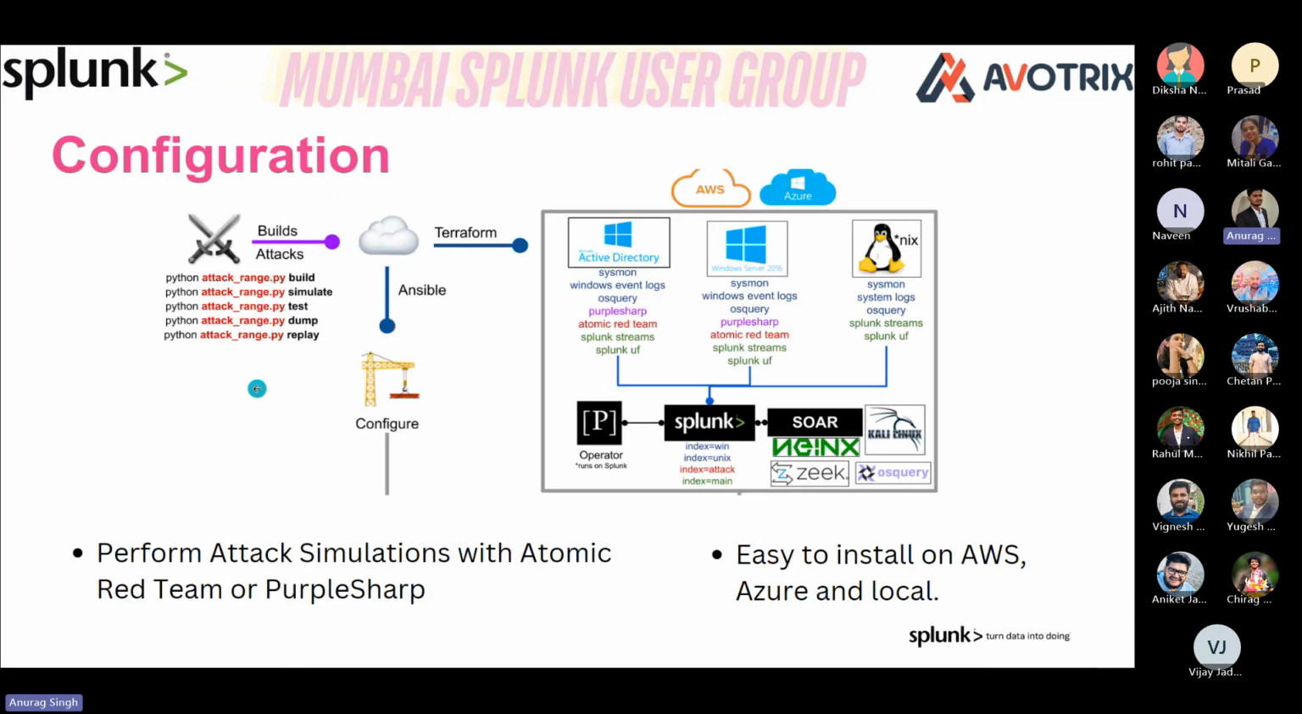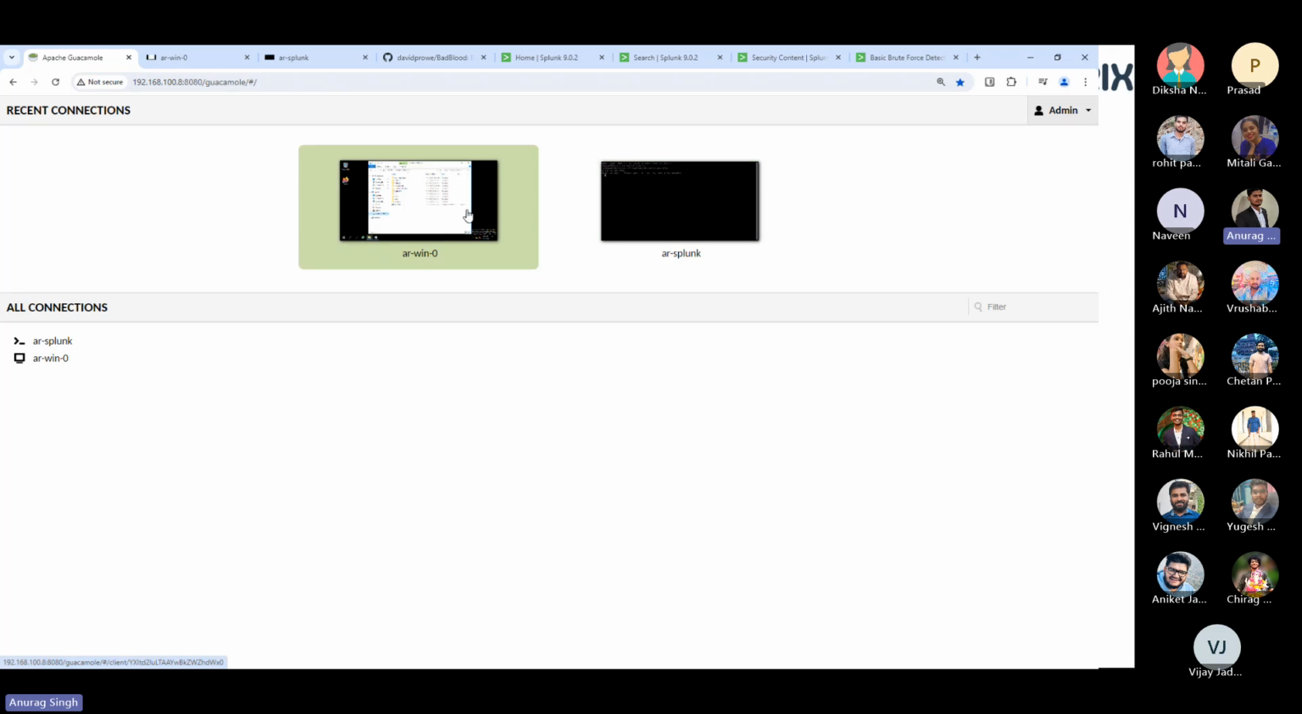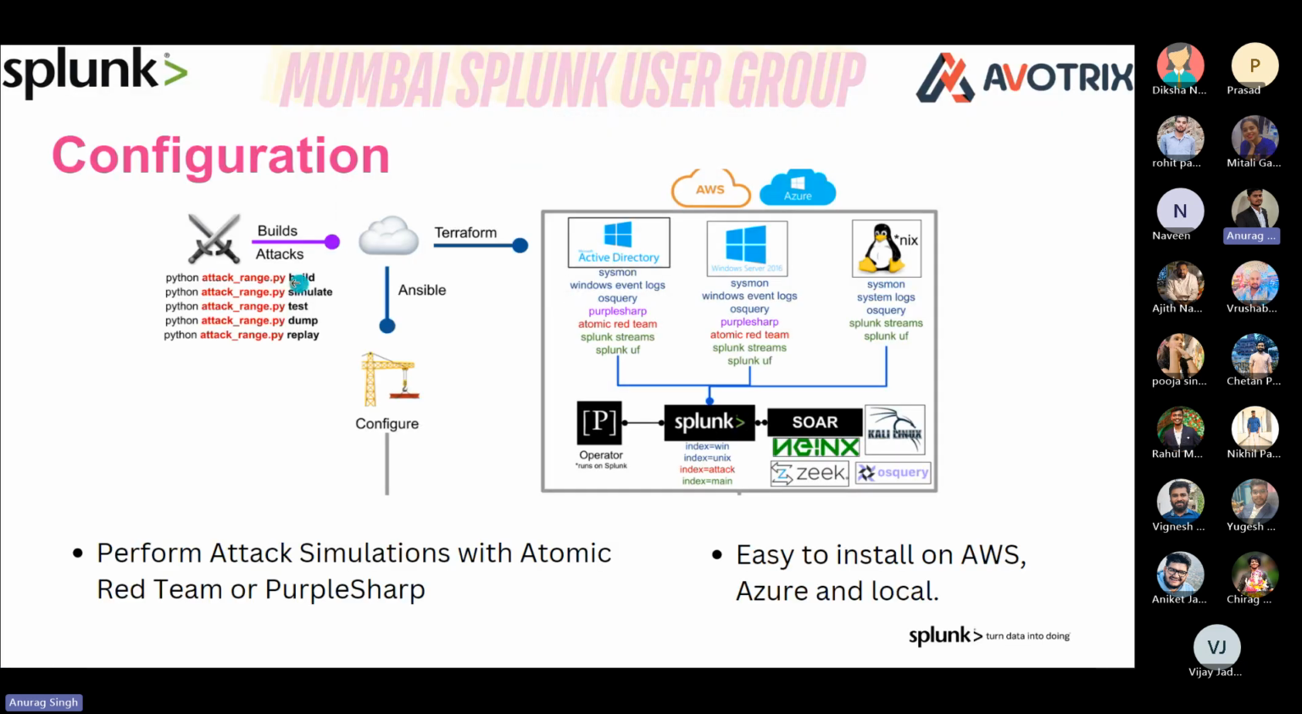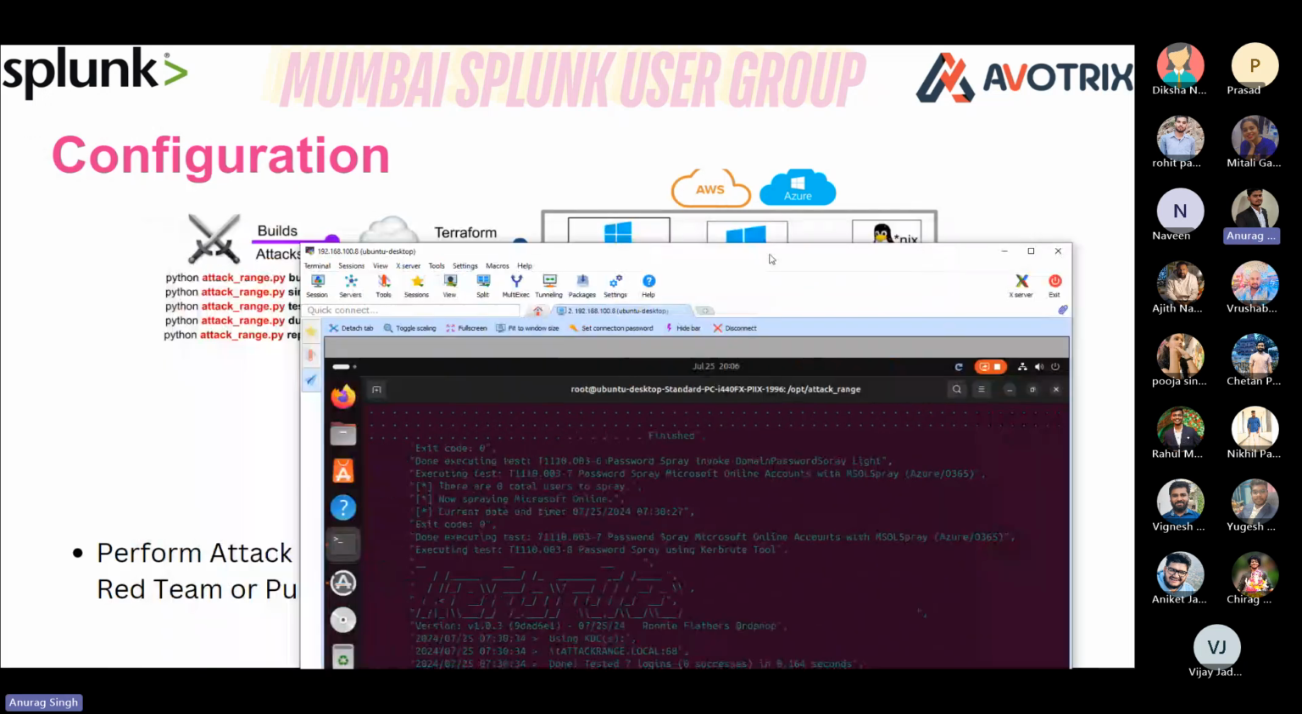Okay, so let's recall a few minutes back. In Attack Range, when we run this command, build, what it does is it will build the virtual boxes which we mentioned, Splunk, Windows, which we saw in the Guacamole. Right here, this is the machine that it will run after running this command, attack range build. Now, I ran the next command, which is simulate.